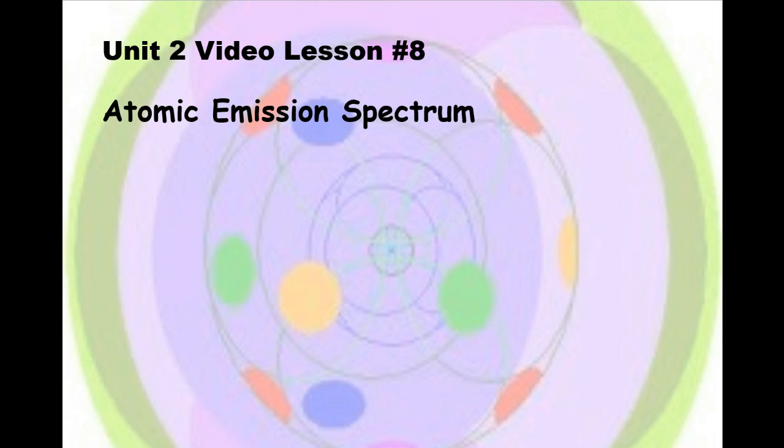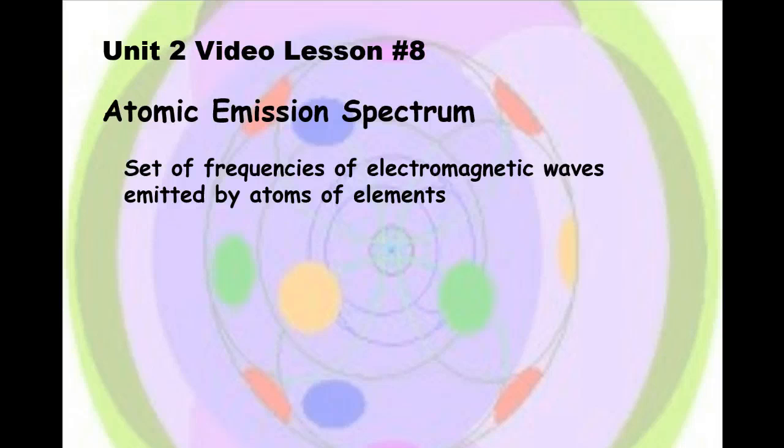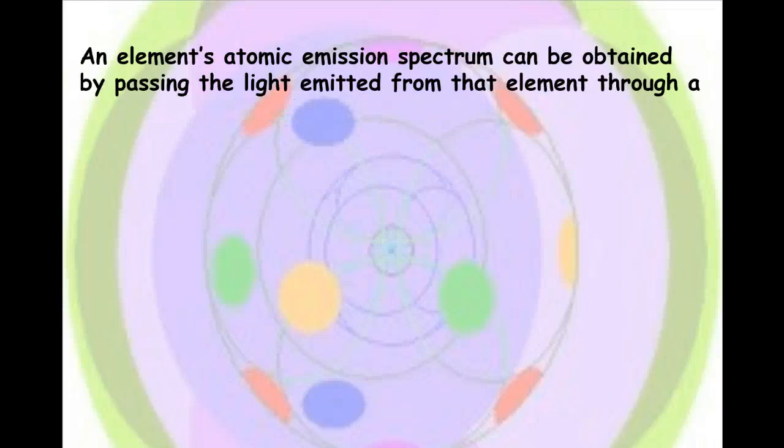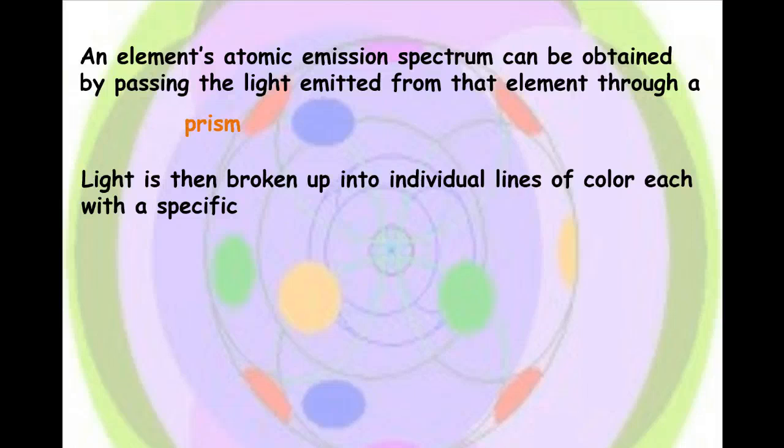And so what is an emission spectrum? Well, it is a set of frequencies of electromagnetic waves that are emitted by atoms of elements. And that still is kind of a little fuzzy, so let's take a look at what we mean by that. An element's atomic emission spectrum can be obtained by passing the light emitted from that element through a prism. Once you pass that light through a prism, that light is broken up into individual lines of color, each with a specific wavelength, frequency, and energy.